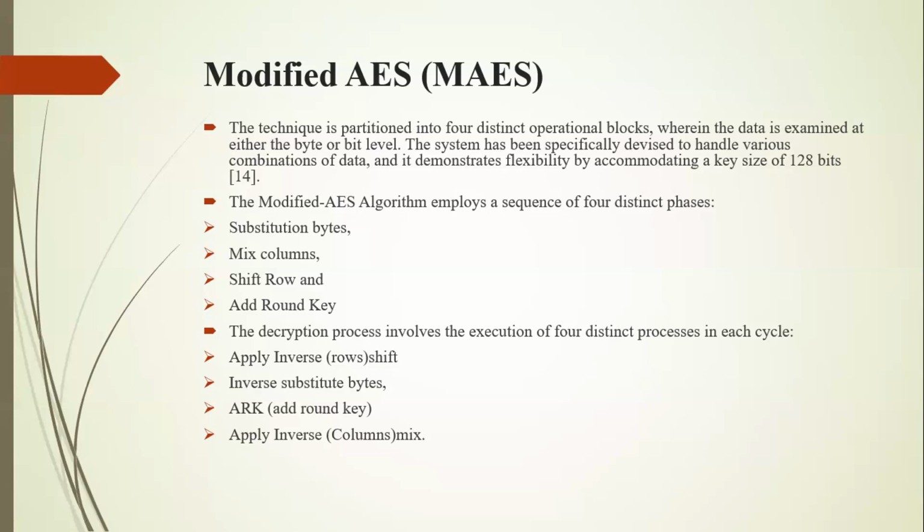Now, these are the four phases we have suggested: substitution byte, mix column, shift rows, and add round key. This is for the encryption side, and if you want to perform decryption, you reverse the process. Substitution means whatever data we have can be substituted by some other bytes, so it becomes a ciphertext. Mix column is a kind of shifting, so that it's more secure. Then shift rows, and add round key. This is the fourth step we have proposed for encryption, and the reverse for decryption. Encryption is at the sender side, and decryption is at the receiver side.